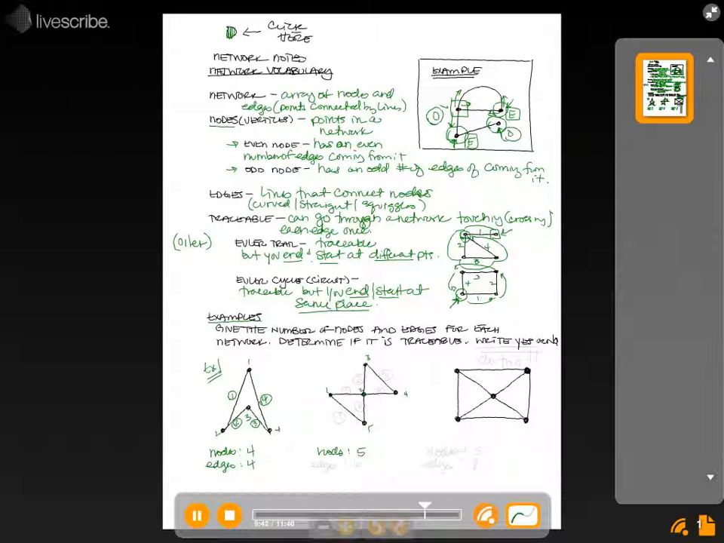5 separate nodes. And now all of them are even. I didn't ask you to determine if they were even or odd, but all of them are even. This number 1 here has 2 lines coming out. Number 3 has 2. Number 4 has 2. Number 5 has 2. And then number 2 in the middle there has 4 lines coming out. So they're all even. All even nodes.